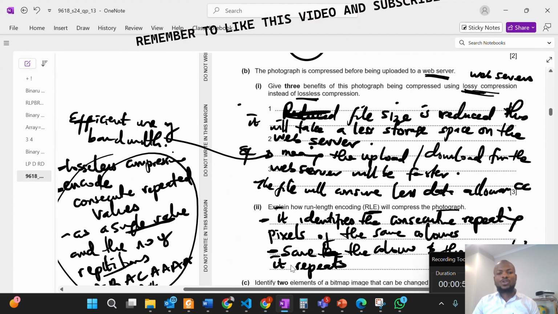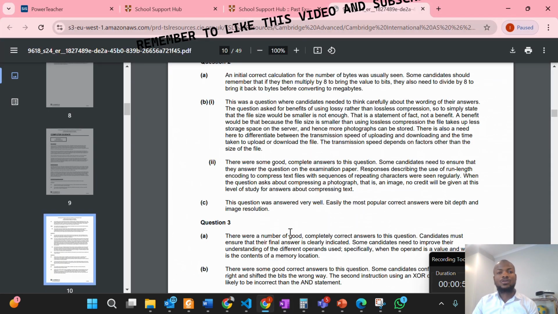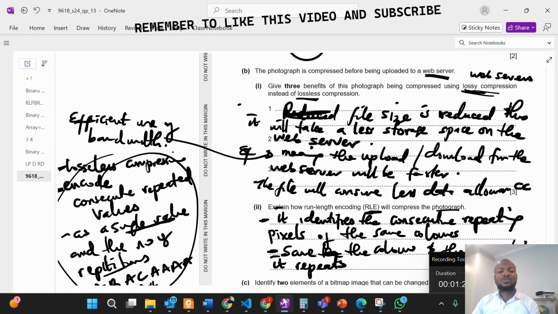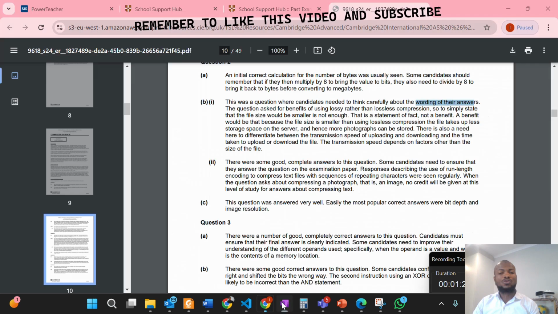Now for question B, for the web server. You see what I said earlier when I wrote reduce file size, here is the reason why it is wrong. This was a question where candidates needed to think carefully about the wording of their answers. The question asked for the benefits of using lossy rather than lossless compression. So to simply state that the file size will be smaller is not enough. Writing reduced file size is not sufficient to get the mark for that question. That's what it's saying.